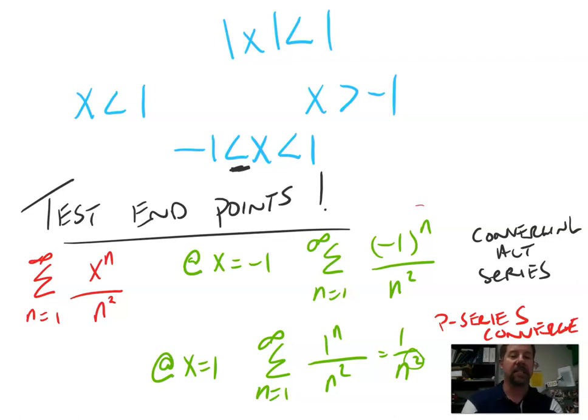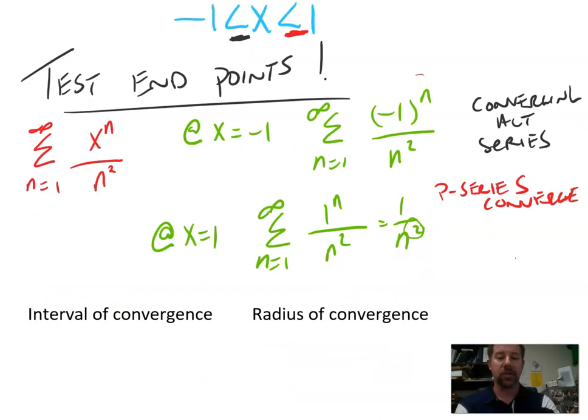In this case, both endpoints converge, so I would need an or equal to on both parts. Our interval of convergence would be negative 1 less than or equal to x, which is less than or equal to 1. And the radius of convergence is half the interval. I'm going from negative 1 to 1. 1 minus negative 1 is 2. Half of 2 is 1. So my radius of convergence would be 1.